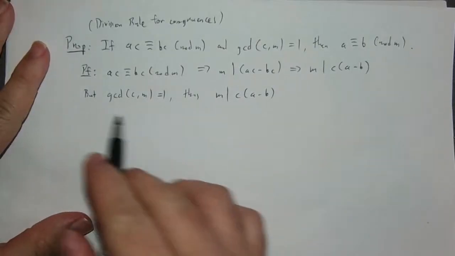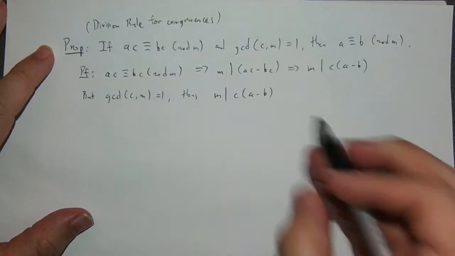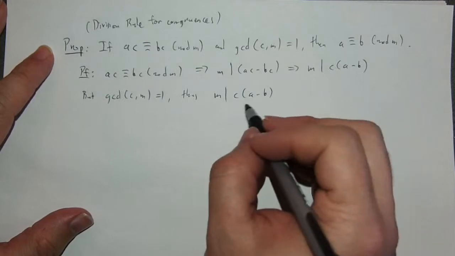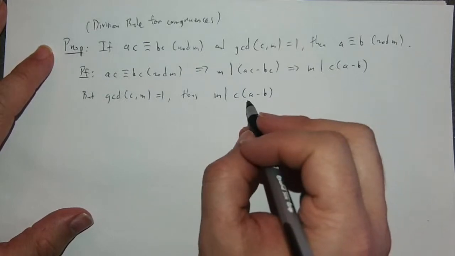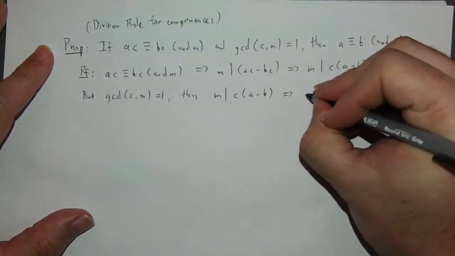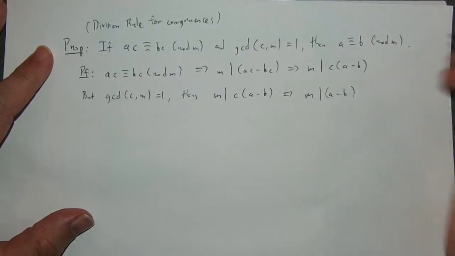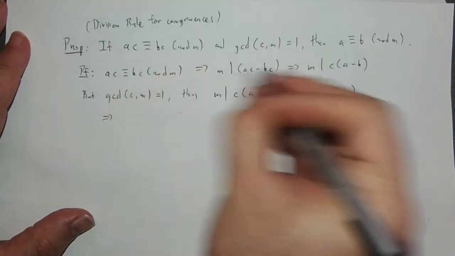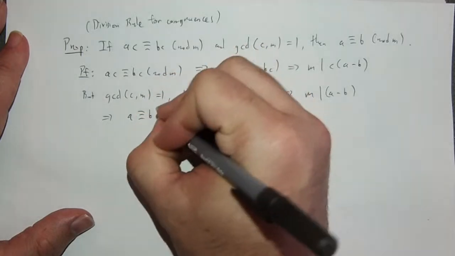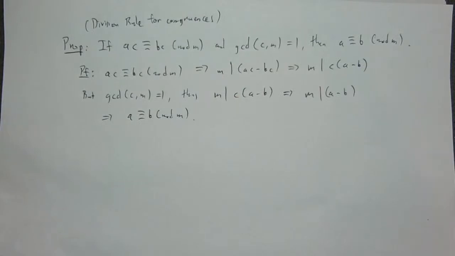So if GCD of C and M is 1, then since M divides this product, it actually just has to divide the other thing, A minus B. It can't divide C. So the only contribution here to divisibility has to come from the other thing, right? This is one of those early chapter 2 propositions. So M divides A minus B. But if M divides A minus B, then in terms of congruences, this is saying that A is congruent to B mod M. And that's exactly what I wanted to say.